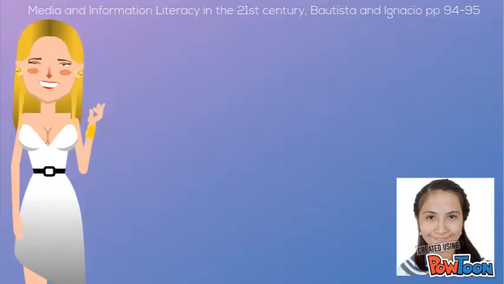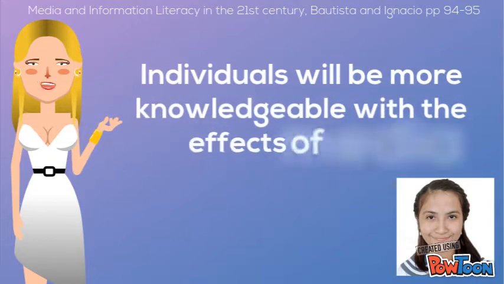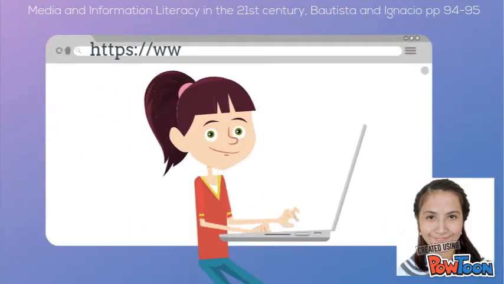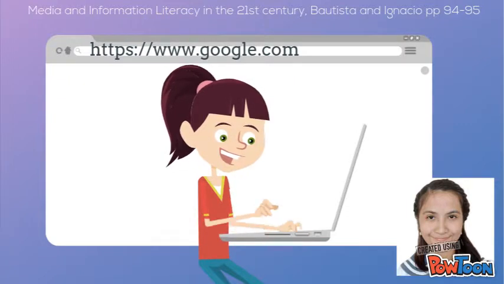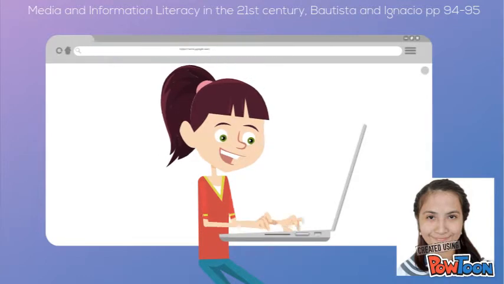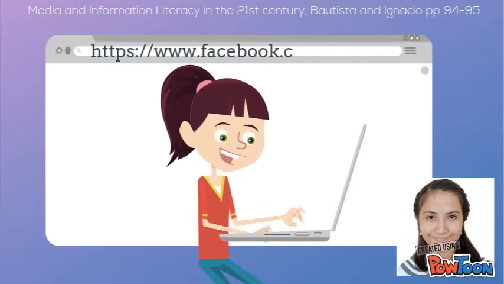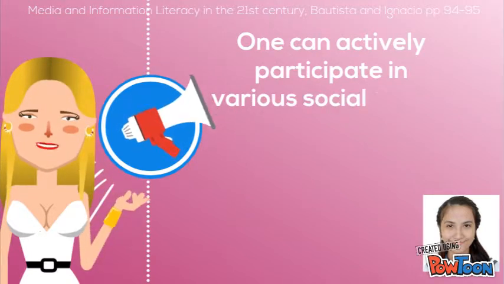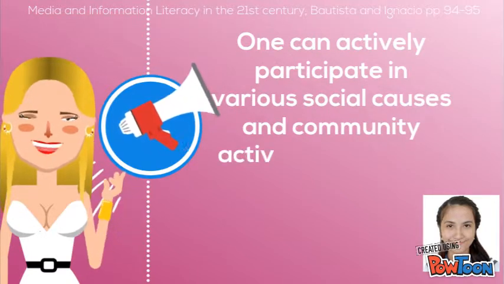Next, individuals will be more knowledgeable about the effects of media messages. Because of technological advancements, production of messages is no longer restricted, meaning anyone can now share and produce information. So we need to be media and information literate so that we will become well-informed and empowered in using and producing information. Next, one can actively participate in various social causes and community activities as well as promote good governance.